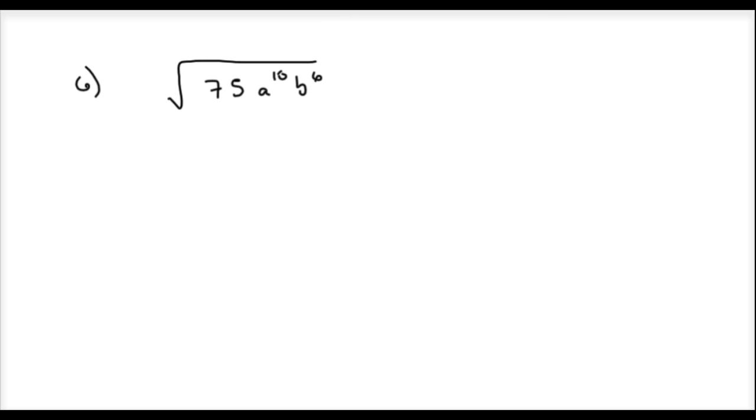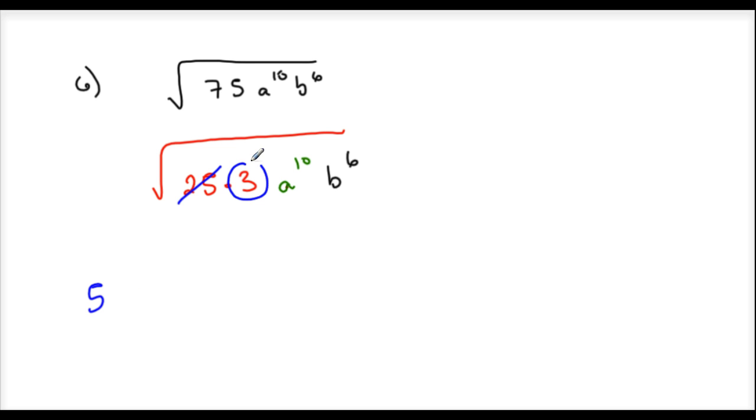Okay, our next example. Square root of 75, a to the 10th, b to the 6th. 75 is not a perfect square. Perfect: 25 times 3. A to the 10th, it's even. I'm going to leave it alone. So I got a to the 10th, and b to the 6th, that's also even. I'm going to leave that one alone as well. Take the square root. Square root of 25 comes out as 5. Square root of 3 stays.